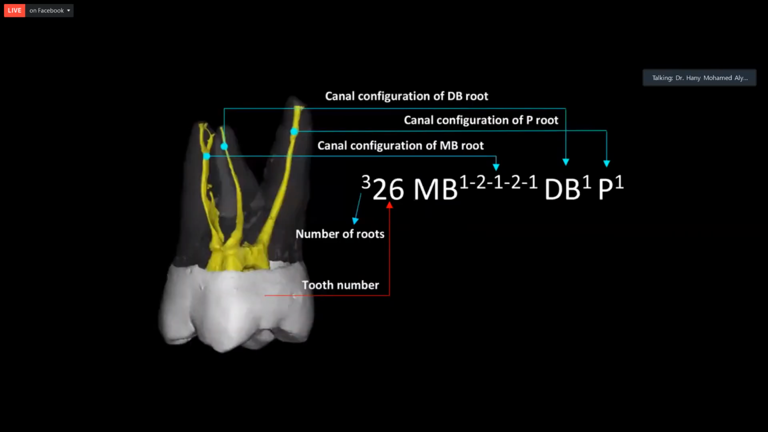Similarly, this tooth is a maxillary left first molar, which is three-rooted: mesiobuccal root, distobuccal root, and palatal root. The mesiobuccal has a configuration 1-2-1-2-1. Distobuccal has one canal and palatal has one canal.